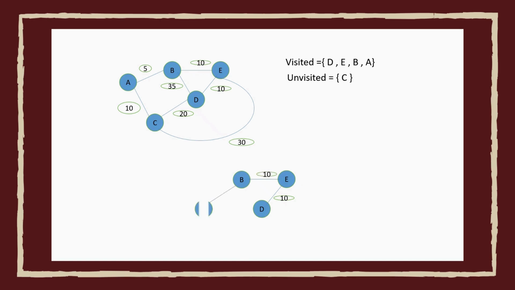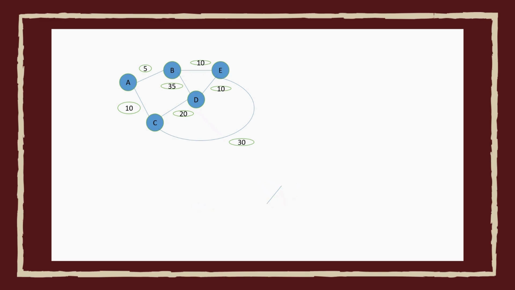Now, we again examine all possible edges that connect the visited set to the unvisited set. At this stage, the only remaining unvisited vertex is C. Vertex C can be reached from A, D, or E. Among these options, the edge with the minimum cost is the edge from A to C. So, we select this edge and move C to the visited set.